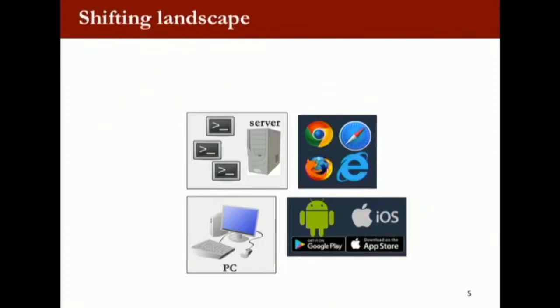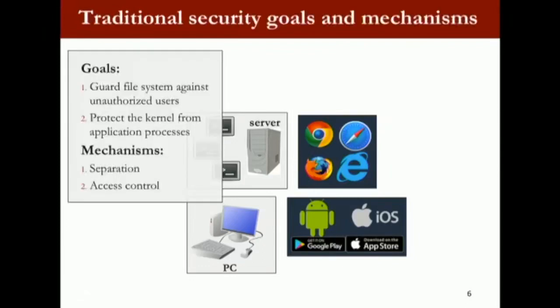So here I have a few images on the left. On the left, they're mostly older systems where you have the server-client paradigm, you have your own PC. In those days, the security goals were in general, for example, to guard your file system against unauthorized users and protect kernels from application processes and so on. And the standard mechanism we developed is separation and access control. These mechanisms are still very much relevant today. We still use separation and access control to protect our resources and our systems.